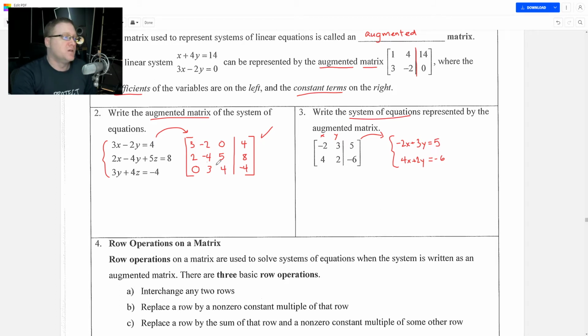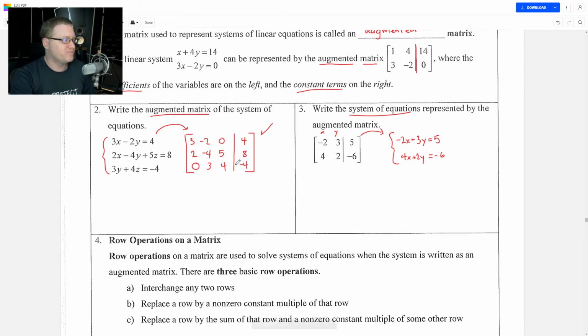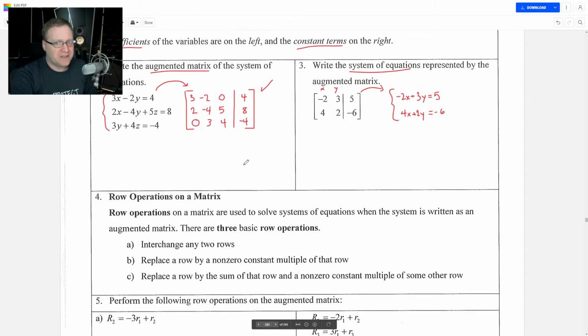So you should be able to do both ways. If I give you a system of equations, you can write the augmented matrix. Or if I give you an augmented matrix, you should be able to write the system of equations. Both are pretty easy to do. Now, let's do one more example before I get into the more difficult stuff.